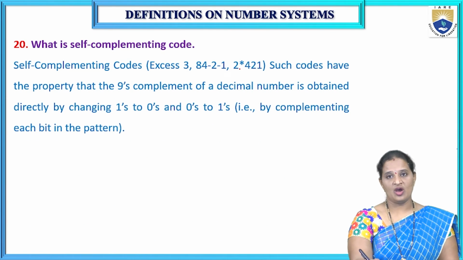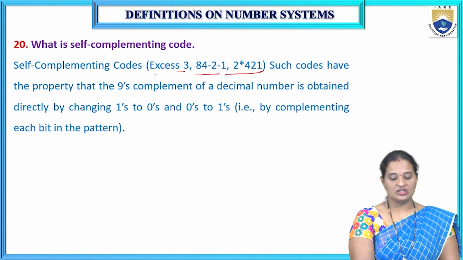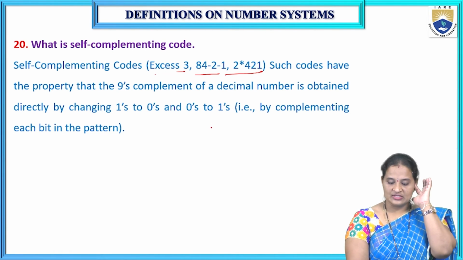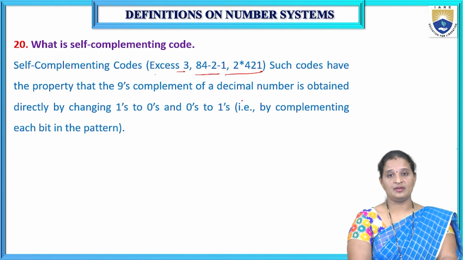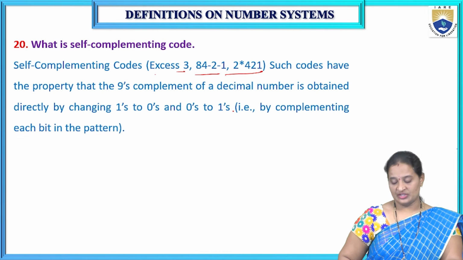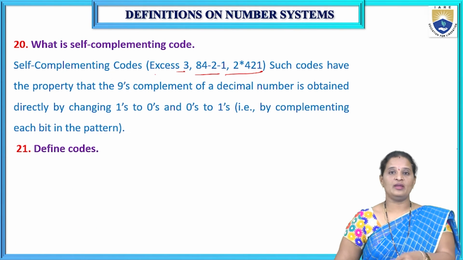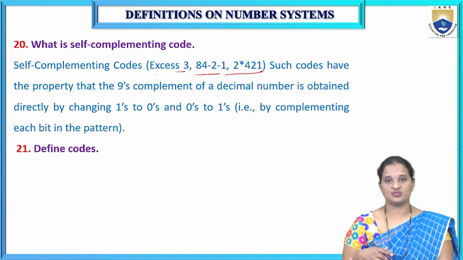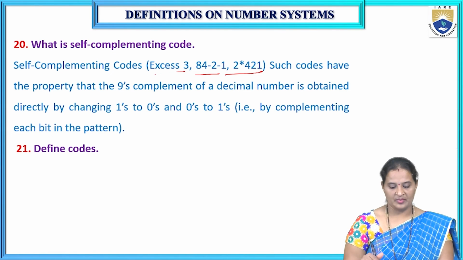Now let us see what is meant by self-complementing code. Self-complementing codes are XS3 code, 8421 and 2421. Such codes have the property that the ninth complement of a decimal number is obtained directly by changing ones to zeros and zeros to ones. Simply by changing ones to zeros and zeros to ones, if you get the other form of code, then it is said to be a self-complementing code.